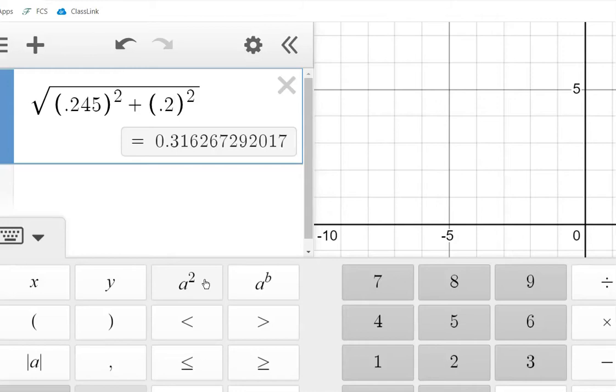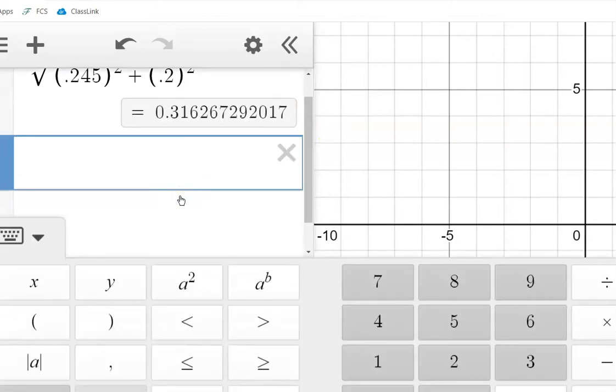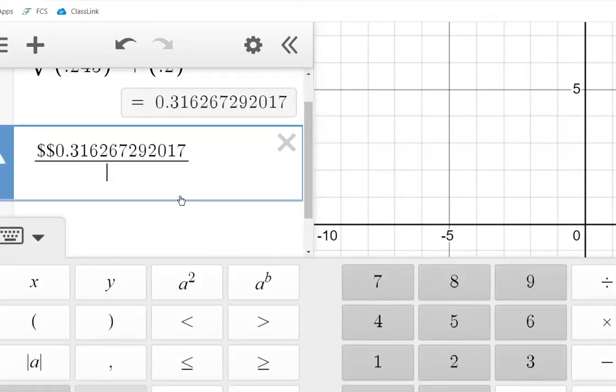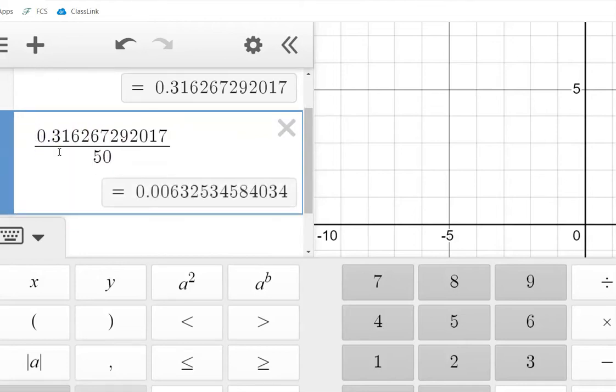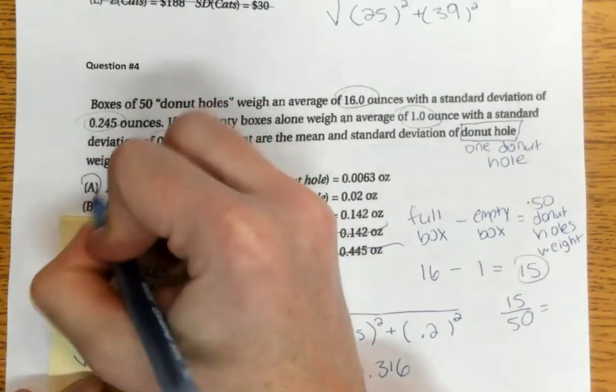So remember, standard deviation changes with division. So I'm going to take this number and I'm going to divide it by 50. All right, and that gives me my standard deviation of one donut hole, which is 0.0063, which is answer choice A.